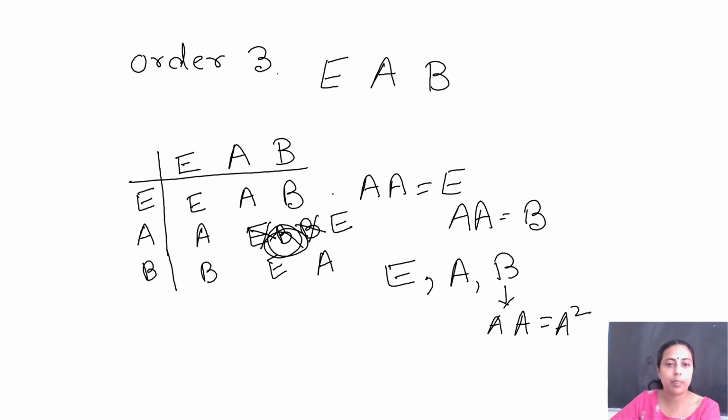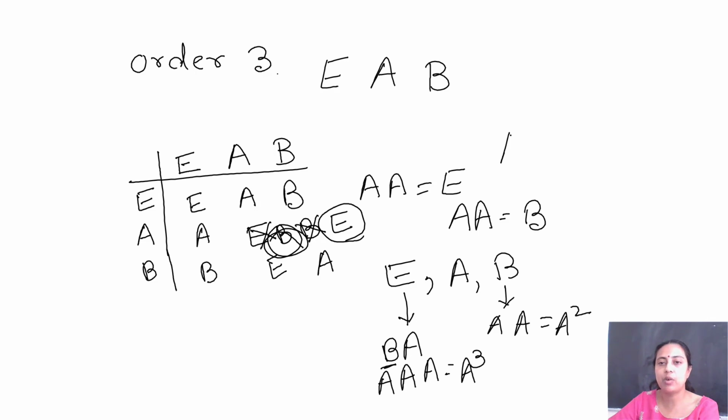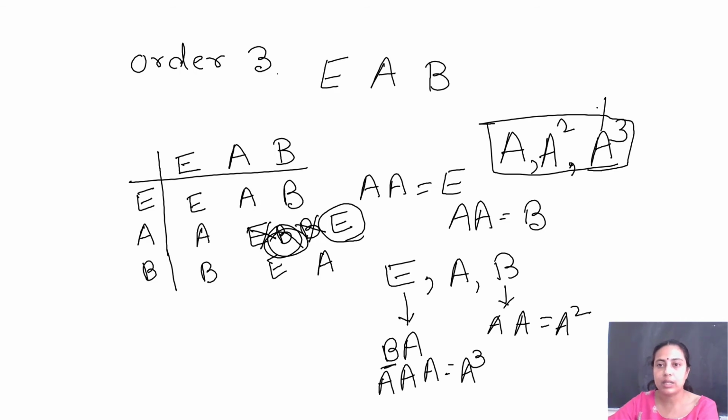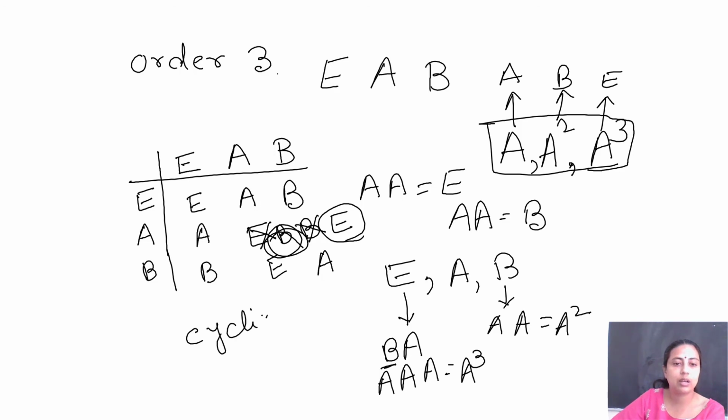On the other hand, what is E? E is B into A. In place of B, we can write A and then A, so that is A cube. So I can write that this particular group is actually A, A square, and then A cube. That means all the elements of this particular group, E, B and A, can be generated from the same element A. So this is a cyclic group.